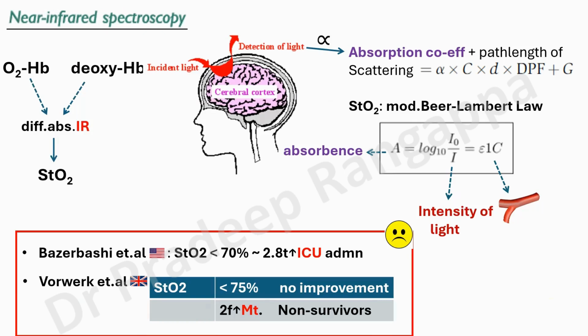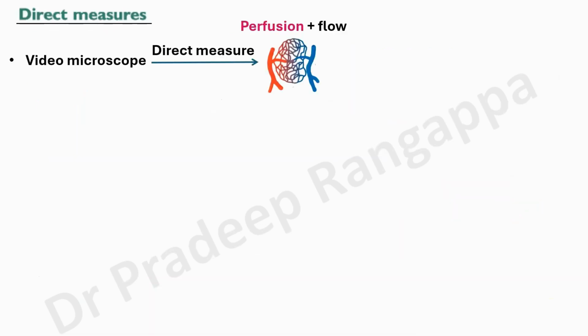We spoke about lactate metabolism. We spoke about near infrared spectroscopy and mixed venous saturation. I'm sure most of you know, we wouldn't want to dwell on that. Let's look into the direct tools that are available. I said direct tools are orthogonal polarization spectral, side stream dark field, and incident dark field.